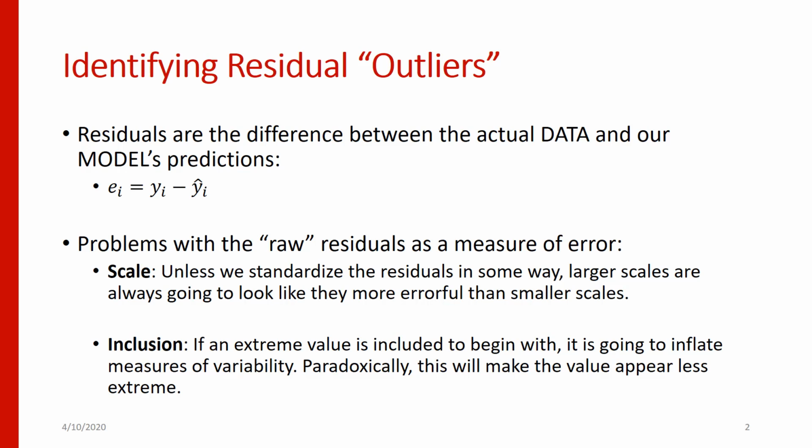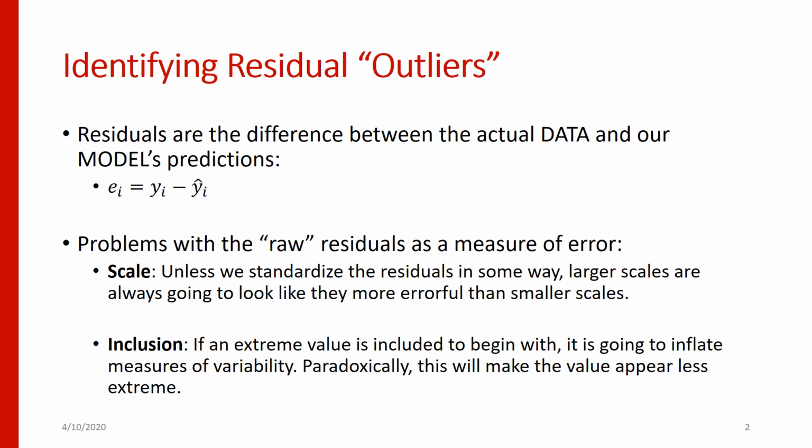The other consideration we have to take into account is exclusion, because if we have extreme values in our data to begin with, it's going to inflate any measures of variability. Therefore, if we try to scale these residuals, for instance, dividing them by maybe the standard deviation of our residuals, that's going to include one really large value to start with. And that's going to pull that standard deviation up, right? And it's going to make that variability larger than it otherwise would be had that value been excluded.